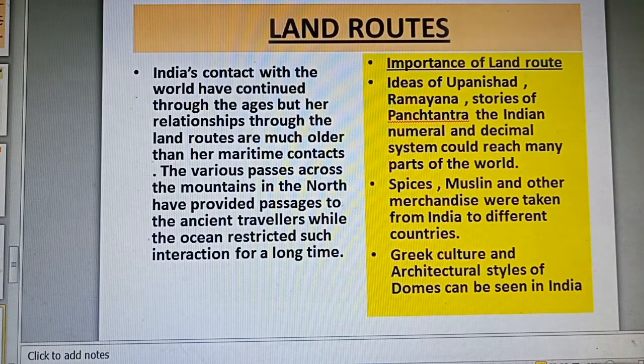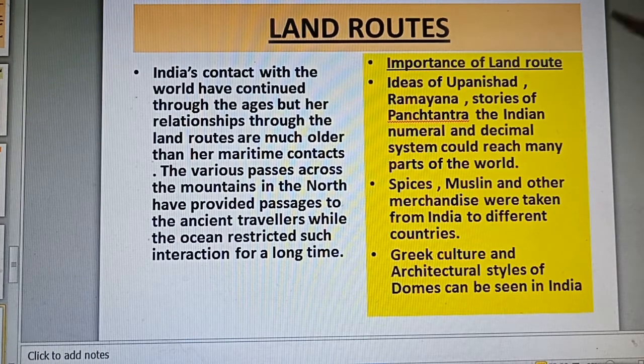Now let us talk about land routes. लैंड रूट यानी जो रास्ते जमीन से जाते हैं, एक सी रूट होता है, दूसरा लैंड रूट होता है. So India's contact with the world have continued through the ages, but her relationship through the land routes are much older than her maritime contacts. The various passes across the mountains in the north have provided passages to the ancient travelers, while the ocean restricted such interaction for a long time.